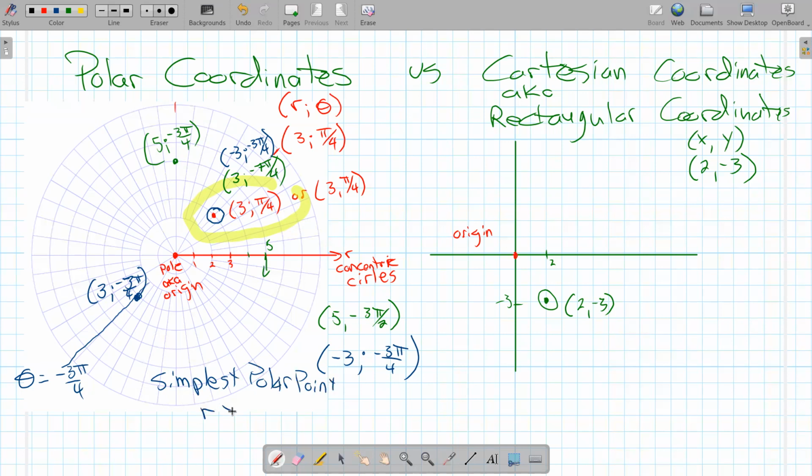We would want r to be greater than 0. So r greater than 0, and we want theta to be between 0, could be 0, and up to, but not including, pi over 2. So that would be the simplest point.